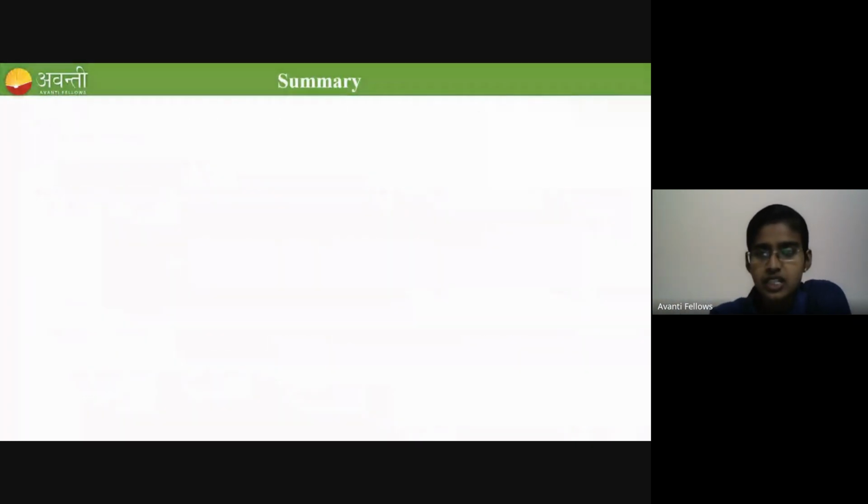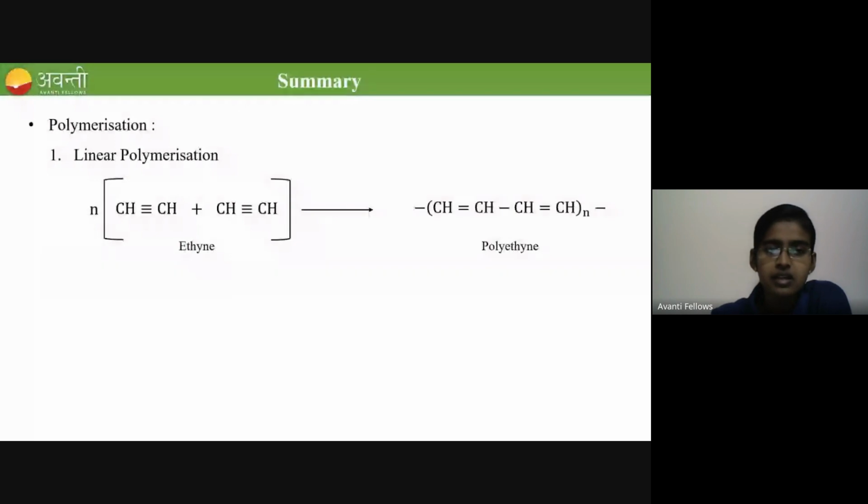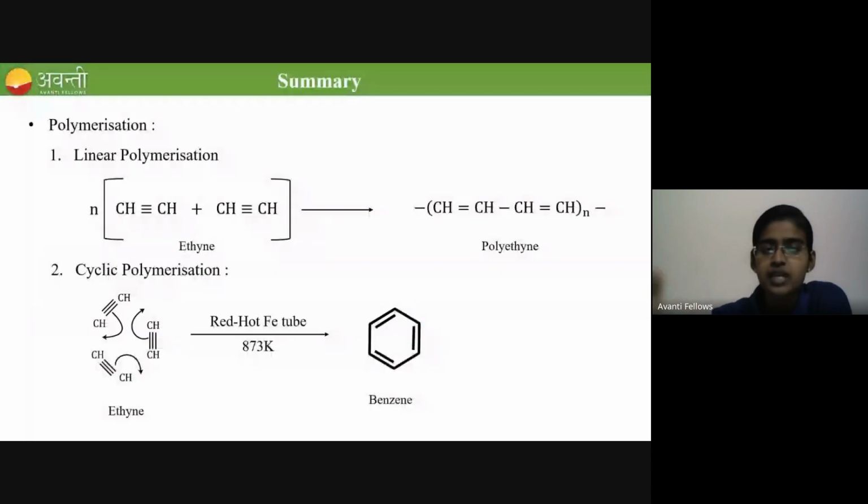This is about the addition of H2, and coming to the last reaction, that is polymerization. There are 2 types, linear and cyclic. So cyclic polymerization leads to the formation of a more stable aromatic compound. So this is what we have discussed in alkynes. Okay, yeah. Cyclic polymerization leads to the formation of an aromatic compound. Yes, Shamila, cyclic. Good.